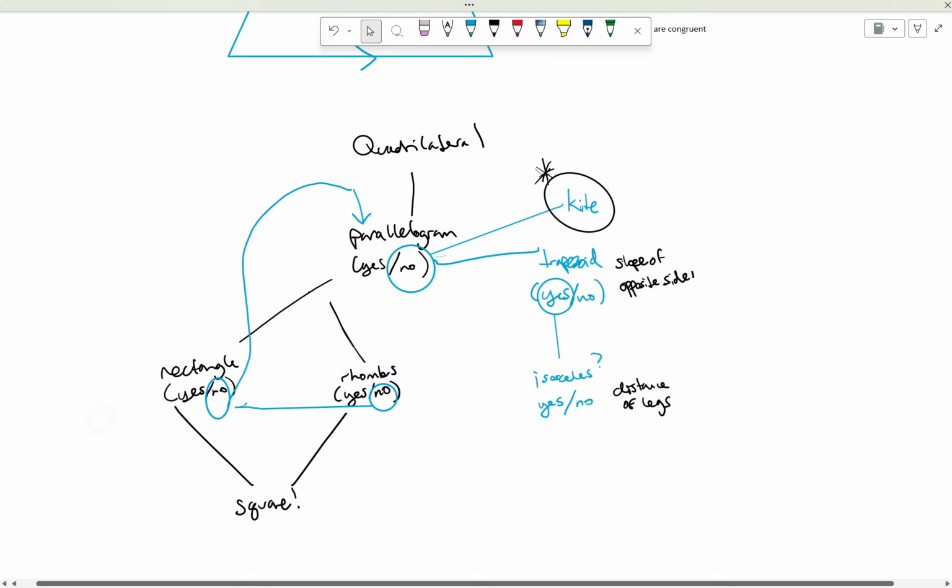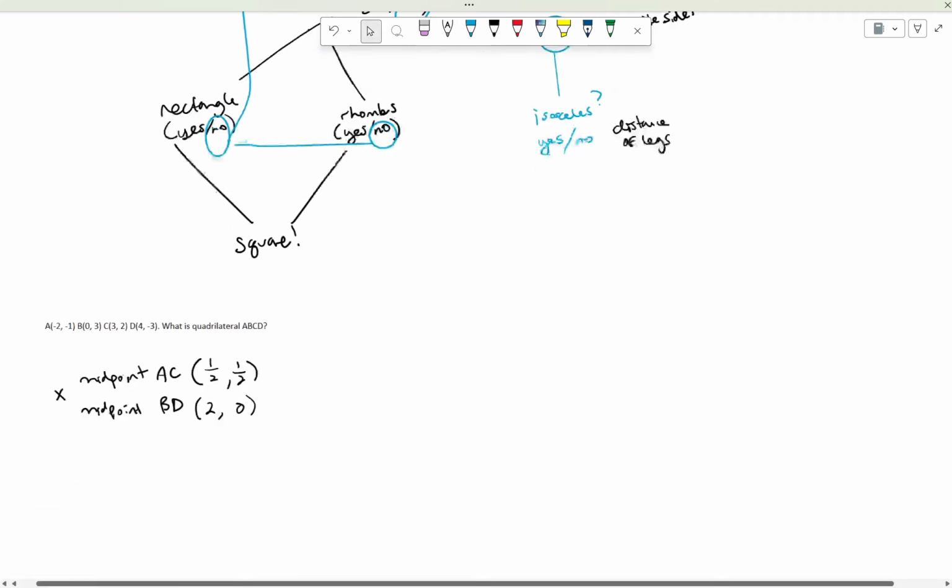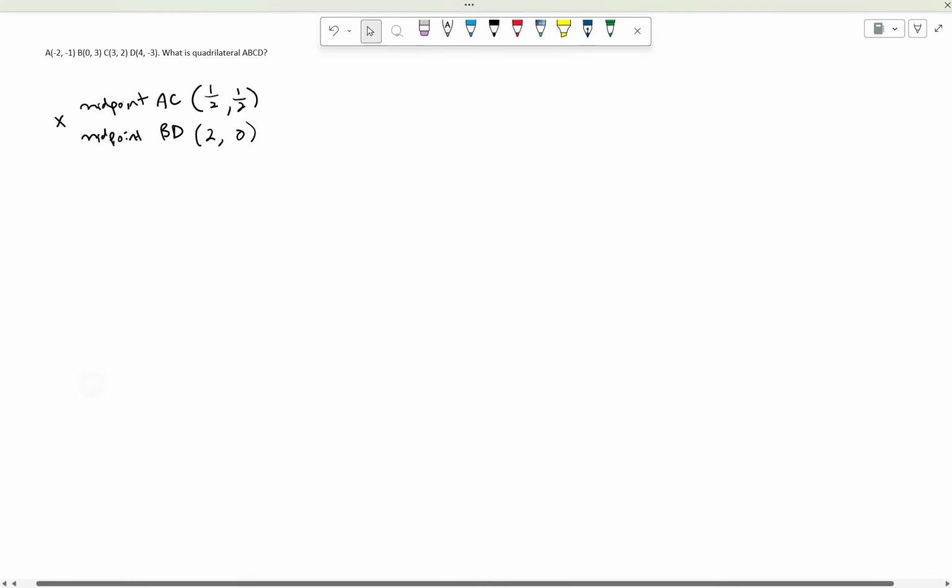So what do we know here? This is not a parallelogram. So right now, we're in the world of, is it a trapezoid, or is it just a regular old quadrilateral? And then we'll be able to test later if it's a kite, and we're going to give you that test. So now we need to find some slopes.